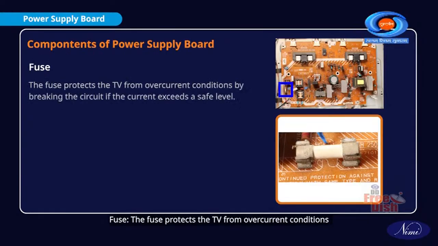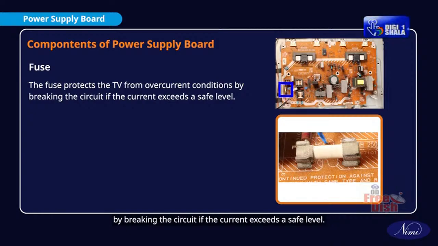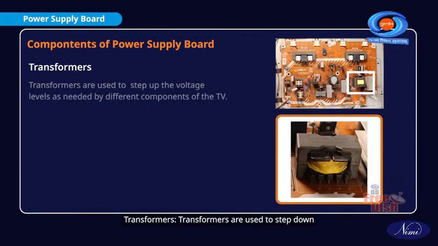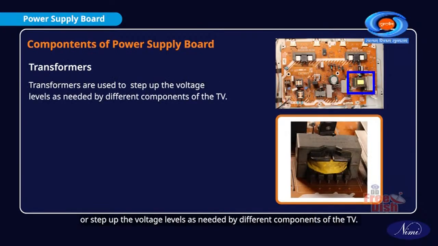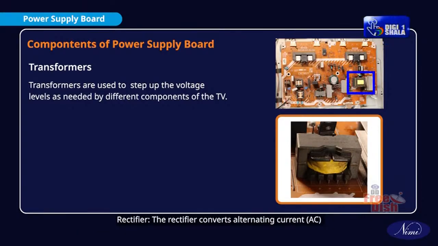Fuse. The fuse protects the TV from overcurrent conditions by breaking the circuit if the current exceeds a safe level. Transformers are used to step down or step up the voltage levels as needed by different components of the TV.